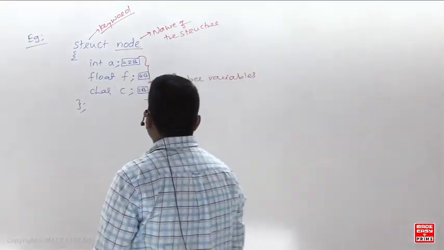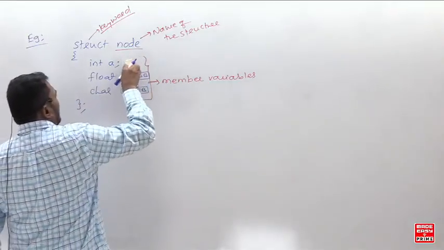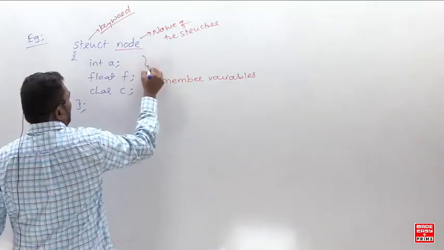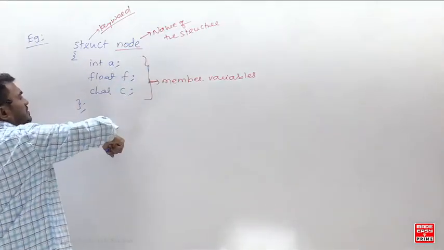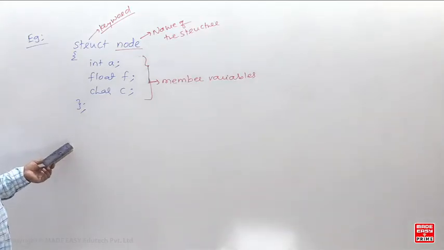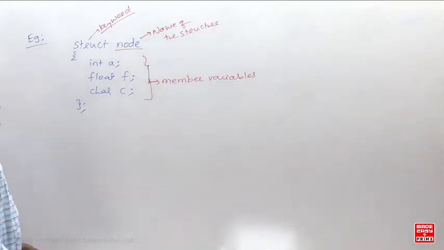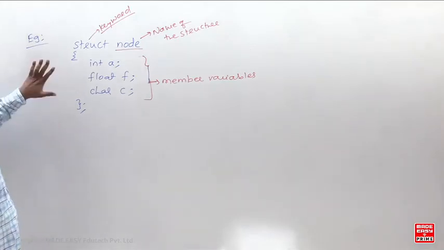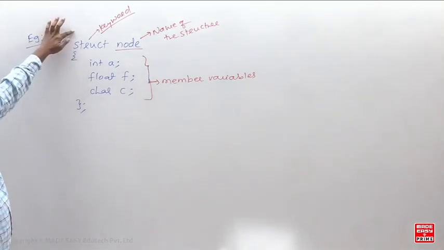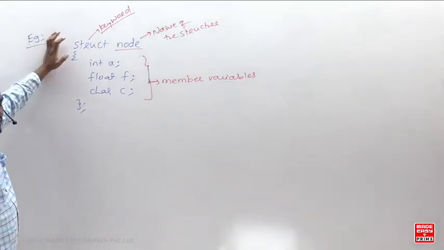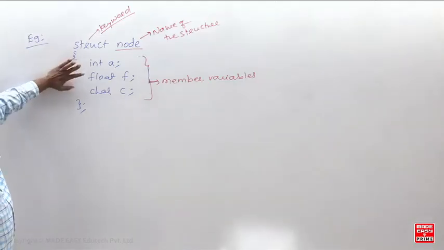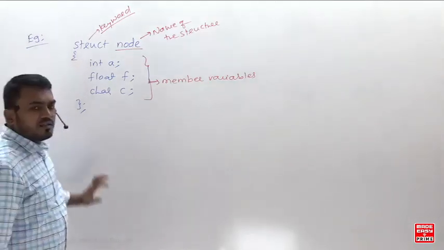If I write the structure like this, whatever is there here, tell me, if I write the structure in your program like this, how much memory will be allocated for this? If I create a structure node, this is a keyword, everyone copy it. If I create a structure like this, how much memory will be allocated for this?